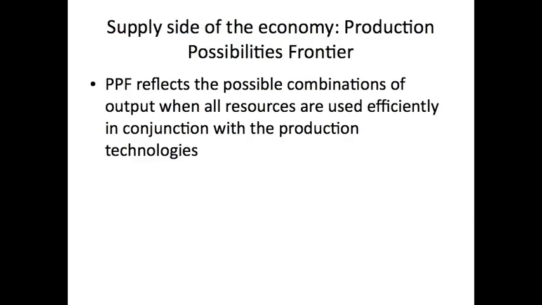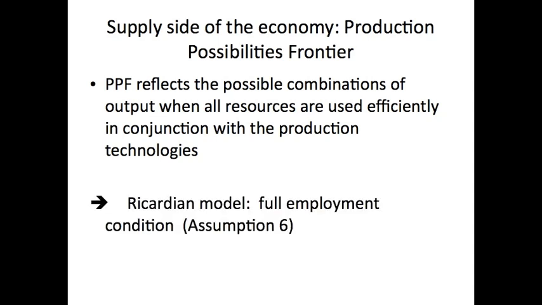We can now turn to the production possibility frontier, or PPF. This is a representation of the supply side of the economy. It is the various combinations of output possible if all resources are used efficiently. In the Ricardian model, there's a very simple version of this because labor is the only input. Full, efficient use of all resources then is simply full employment. It's the full employment condition.